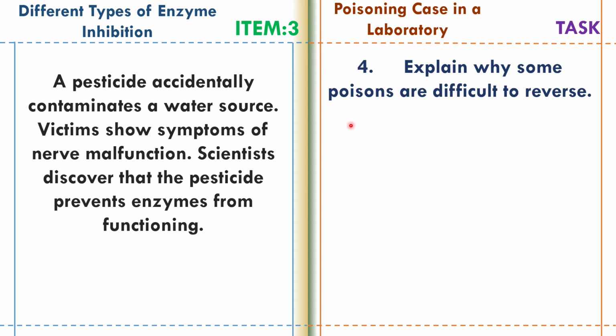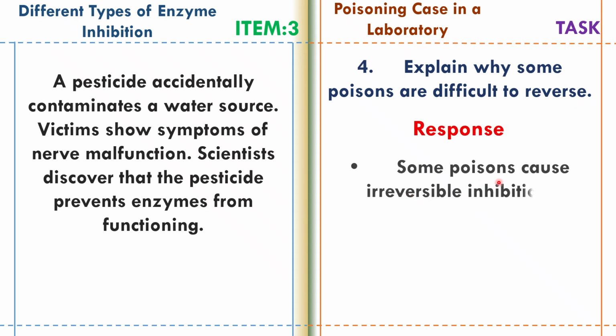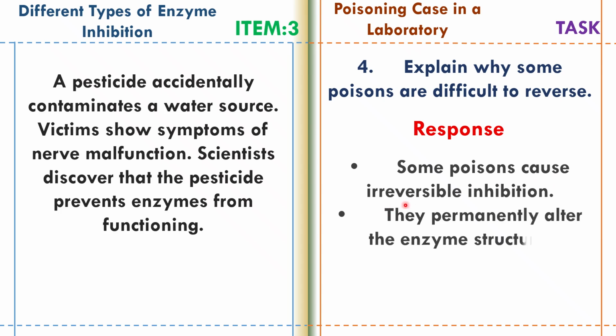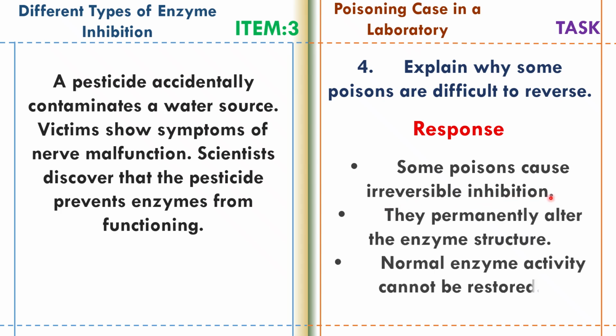Explain why some poisons are difficult to reverse. Some poisons cause irreversible inhibition. They permanently alter the enzyme structure. Normal enzyme activity cannot be restored.